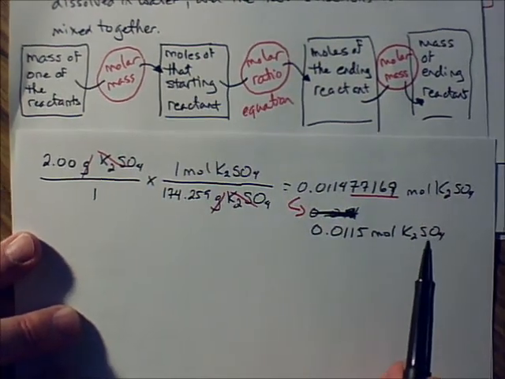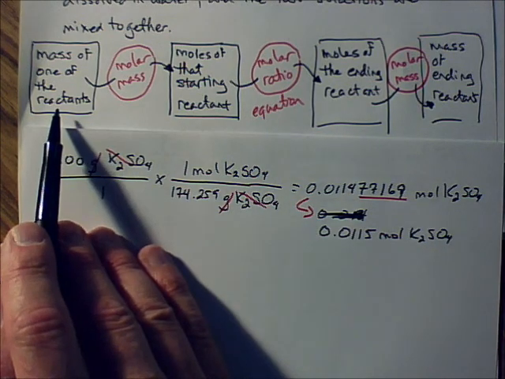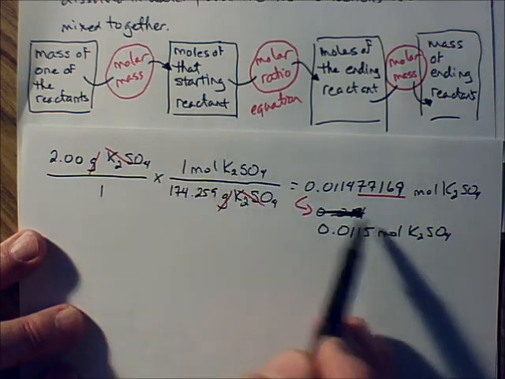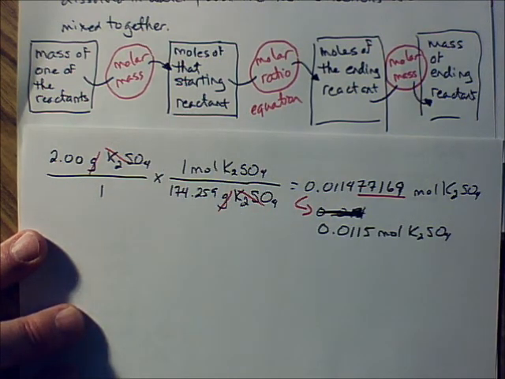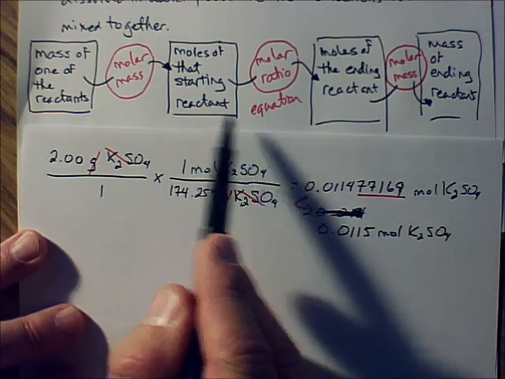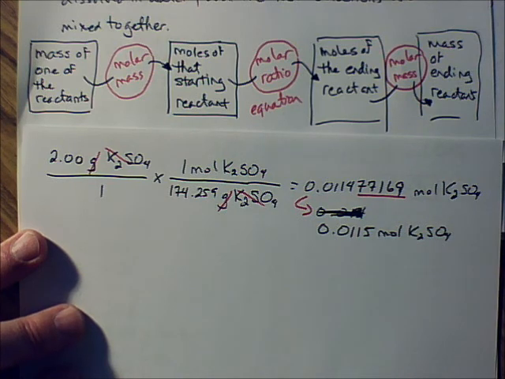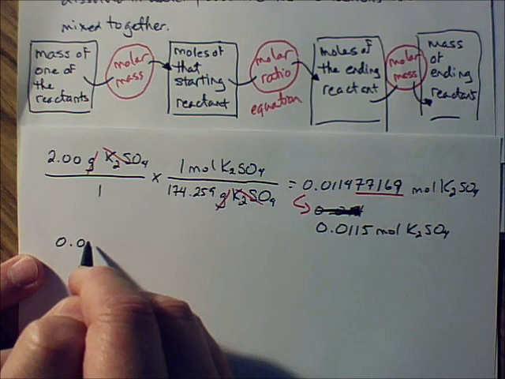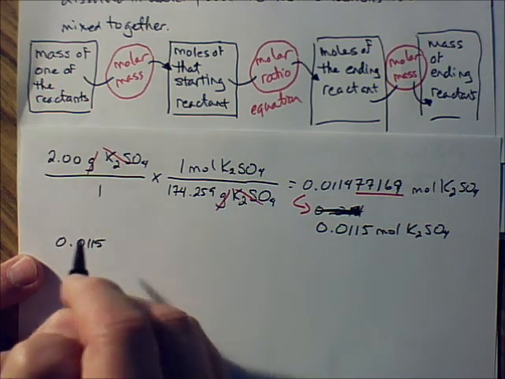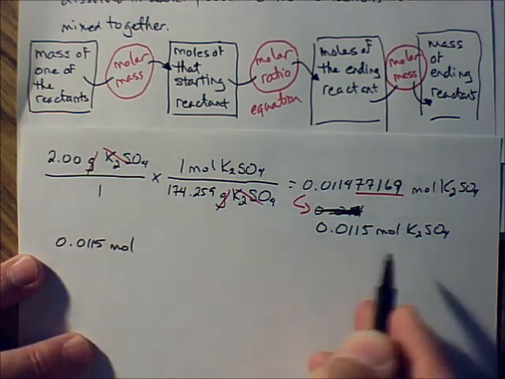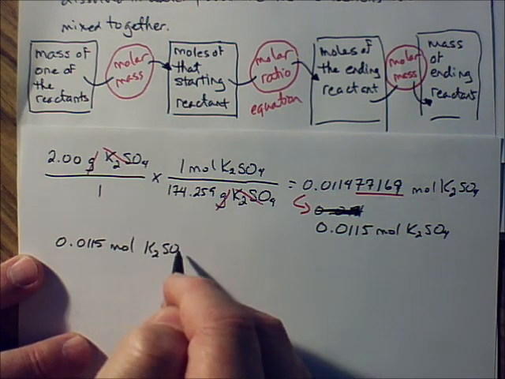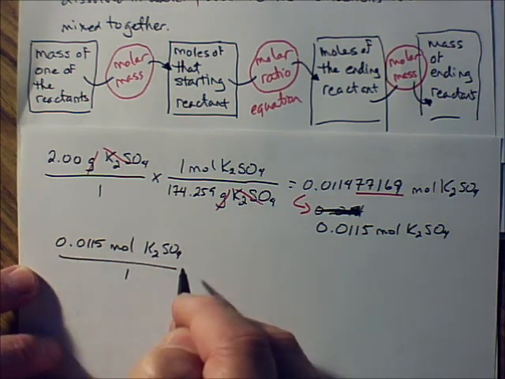So looking at our solution map up here, or our math solution map, okay, we've gotten from mass of the starting reactant through molar mass to find the moles of the starting reactant. Now we're ready to go from moles of the starting reactant to moles of the ending reactant. Now this is a little bit different, not much different, same process as far as the math is concerned. We're going to start with this amount right here and make that a starting amount, K2SO4, put it over 1.